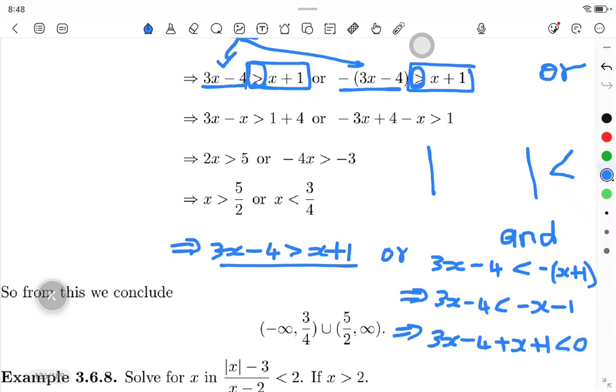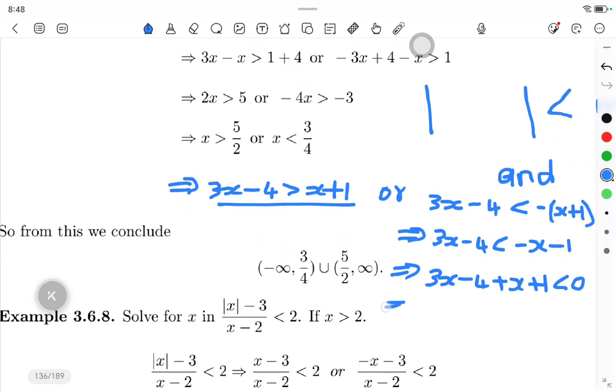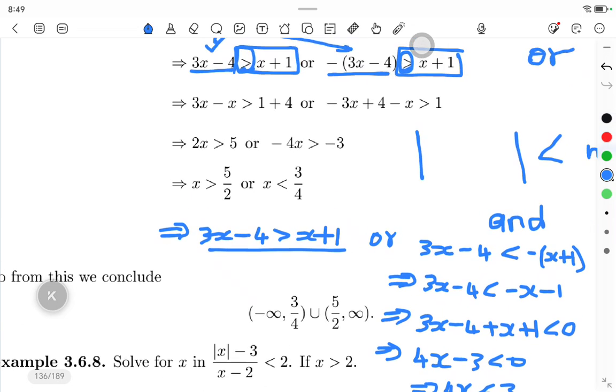And this will give us 4x minus 3 less than 0. So this will be 4x less than 3. This will imply that x is less than 3 over 4. You see, right? We got everything as it is.